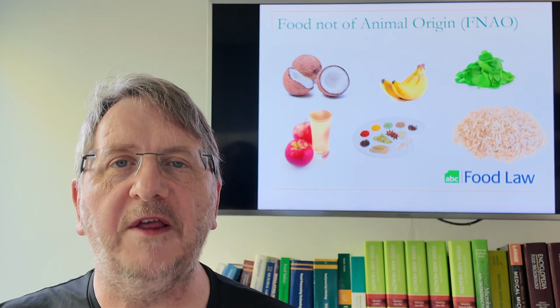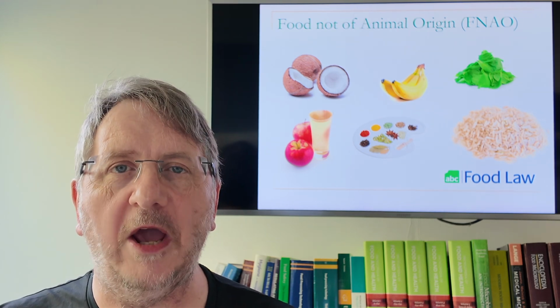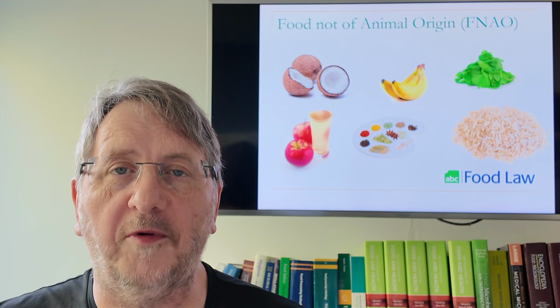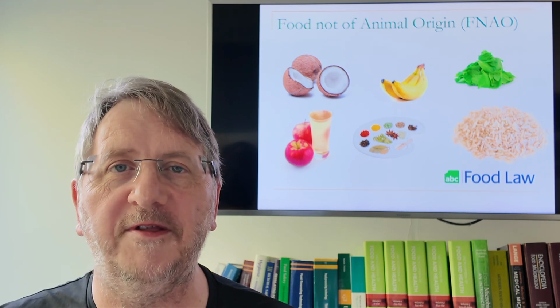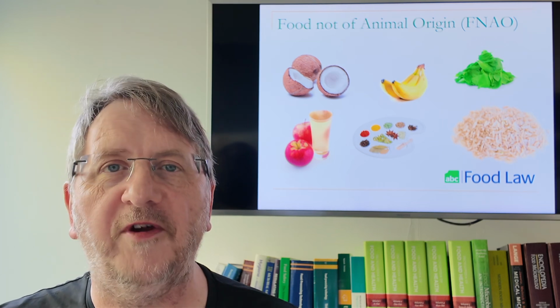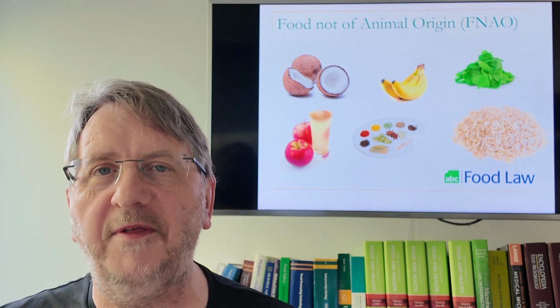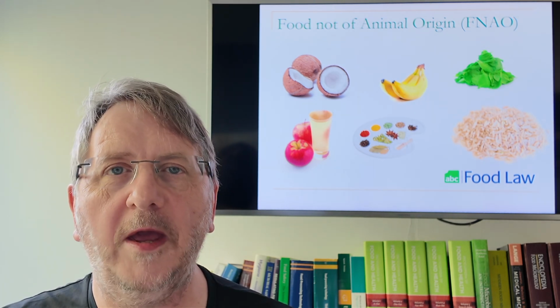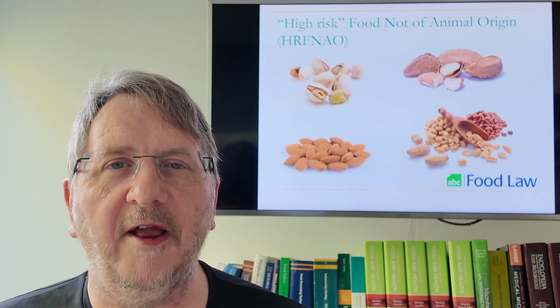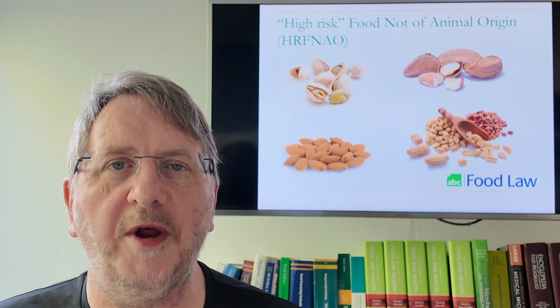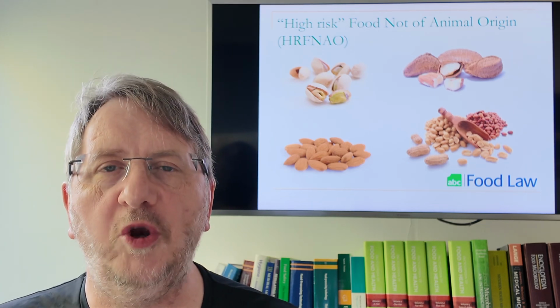The other category is foods not of animal origin, FNAO. These are, of course, as the name again suggests, not of animal origin, so fruit and veg, herbs and spices, drinks, alcoholic drinks, soft drinks, anything that's not of animal origin. There are some foods not of animal origin that are treated slightly differently from others. These are called high-risk foods not of animal origin.